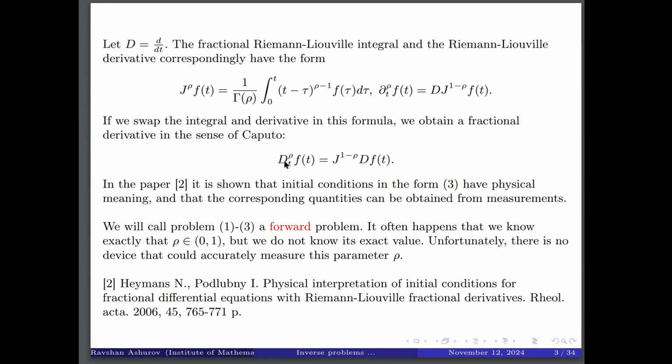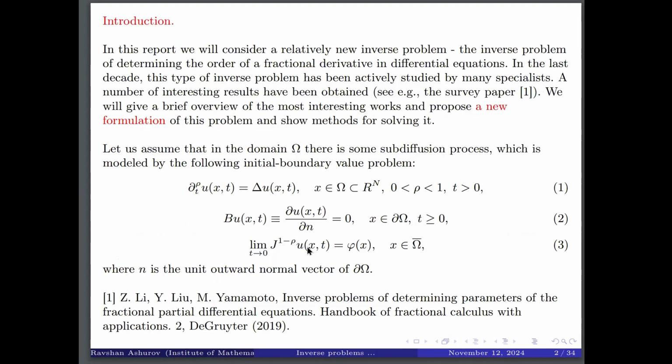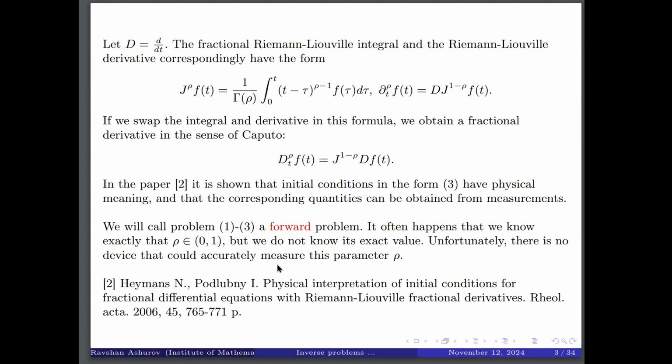You see this non-local condition, and you may ask, does this condition 3 have some physical meaning? In paper 2, the author shows that it really has some physical meaning, and also we can obtain this quantity from measurements. So we will call this problem 1 to 3 a forward problem.